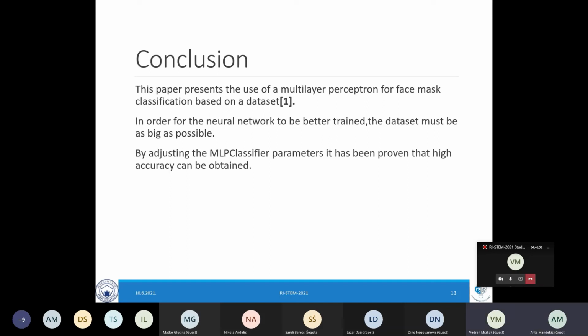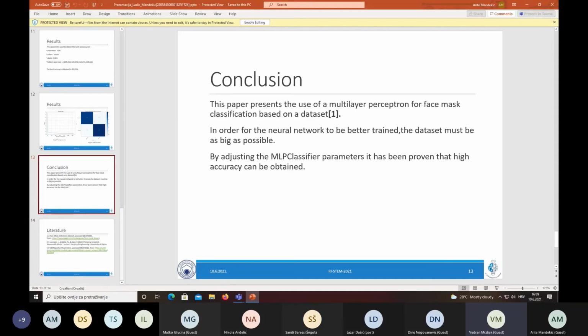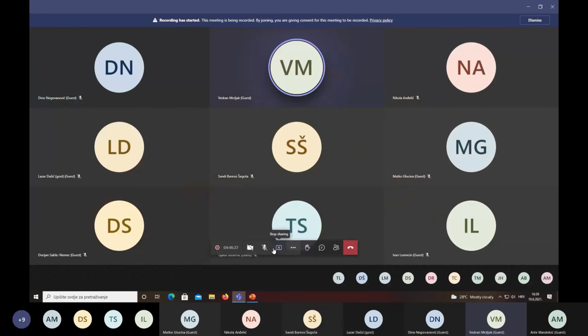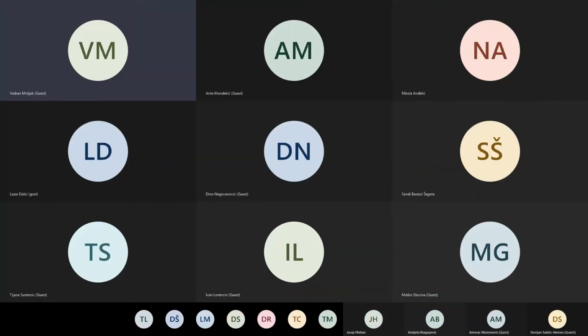Okay, if we do not have any questions, we will proceed to the last presentation of this section, and that is use of regressive artificial intelligence and machine learning methods in modeling of COVID spread, COVID-AI project review. Angela Blagojevic, Tijana Šušteršić, Ivan Lorencin and Nenad Filipovic.